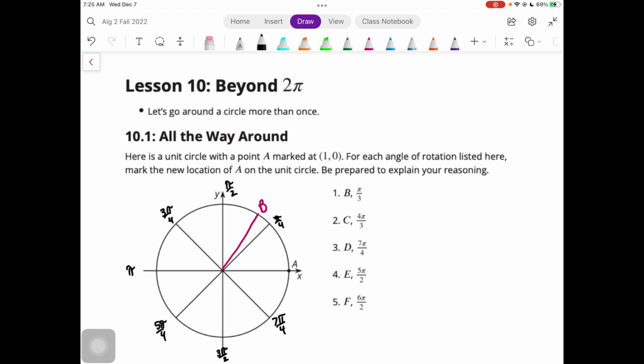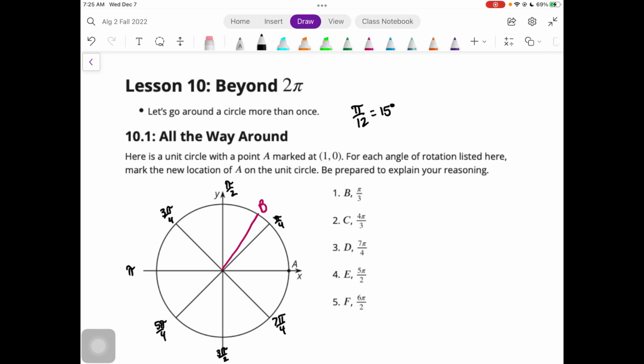And hopefully we remember from before that pi over 12 is 15 degrees. So every 15 degrees is a pi over 12. So 30 degrees would be 2 pi over 12, which is the same thing as pi over 6. And so then pi over 3 is the same thing as 4 pi over 12. So that would be 4 times 15, which is 60 degrees.